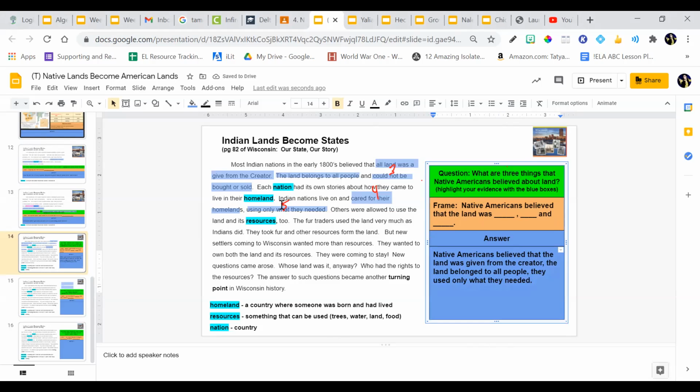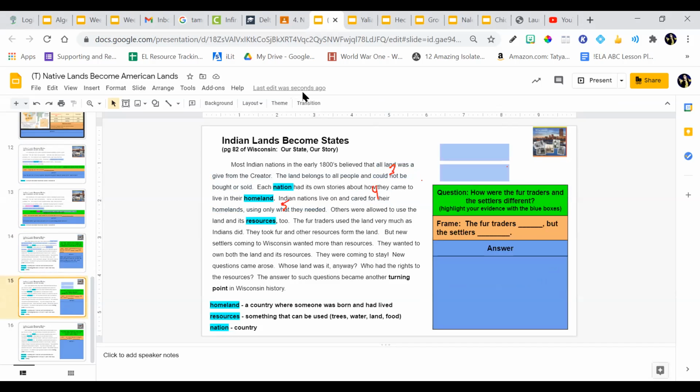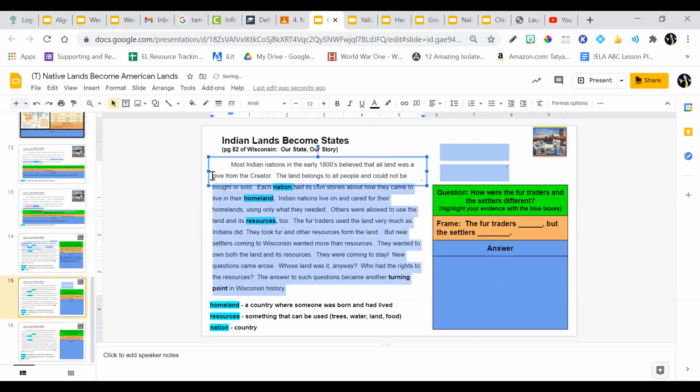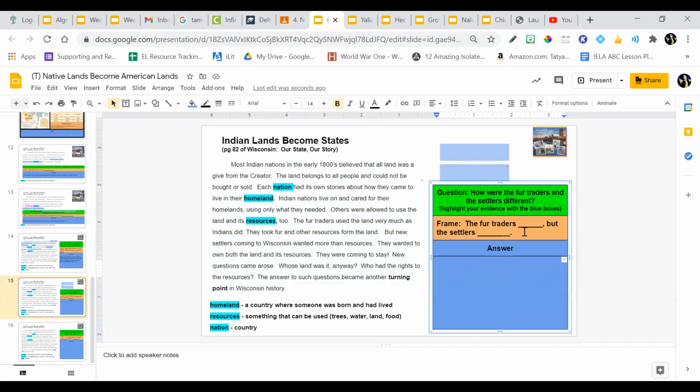I've answered it. I have evidence that I found myself. And I can see that my answer connects all those pieces of evidence together. For you guys, for tomorrow, I need you to go through slide number 15 and slide number 16 and finish those 2 up. Now the fun thing is, these are exactly the same ones we just read. You're just going to be answering a little bit different question about that. Still finding evidence with your blue boxes and still writing your answer using the frame.